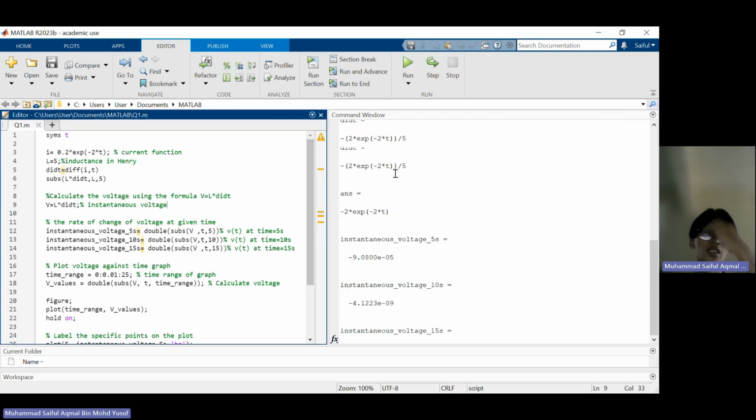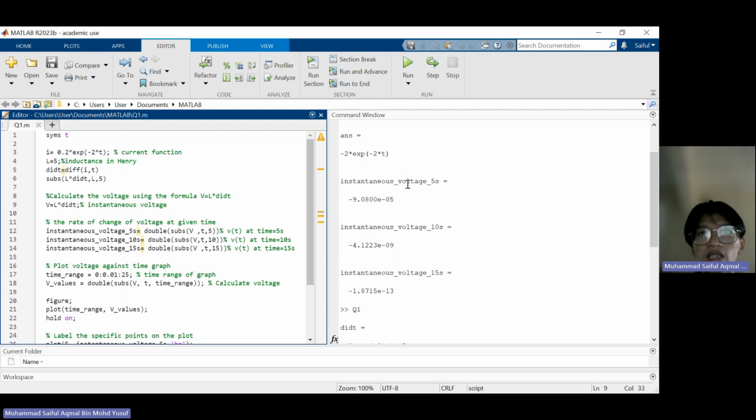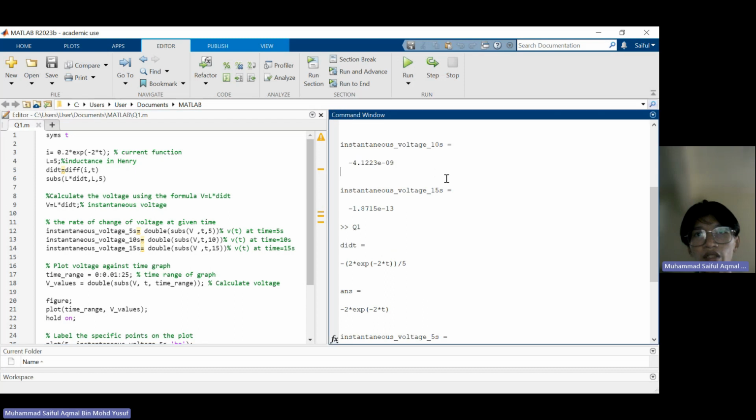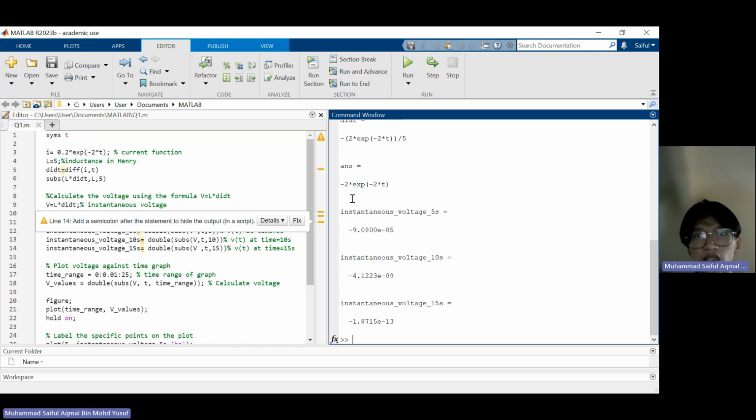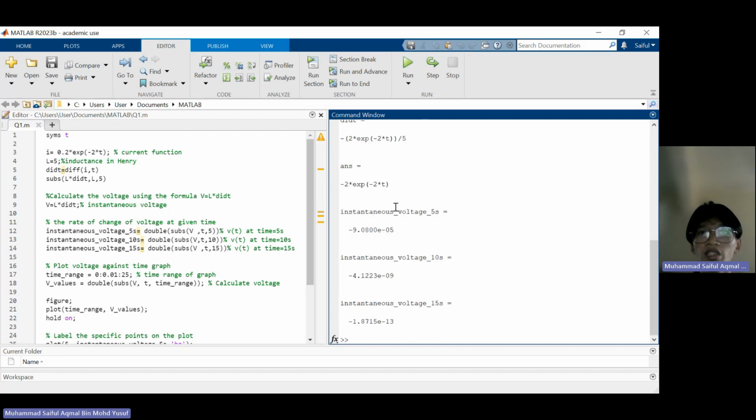For question number 1, the answer for di/dt is negative 2 times e to the power of negative 2t. So the instantaneous voltage for 5 seconds is negative 9.0800 times 10 to the power of negative 5. And then we go through the 10 seconds and 15 seconds. So the voltage is the same, from the program and the manipulation we get this answer.